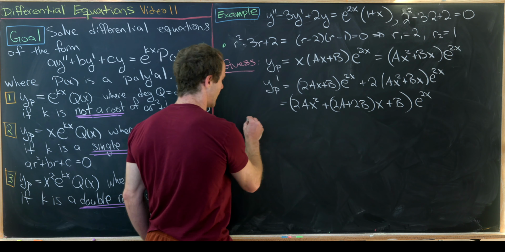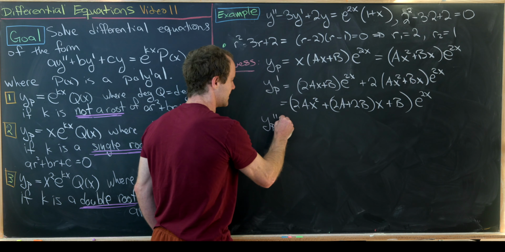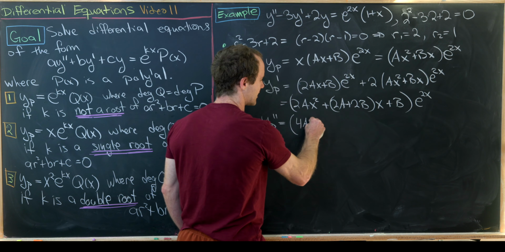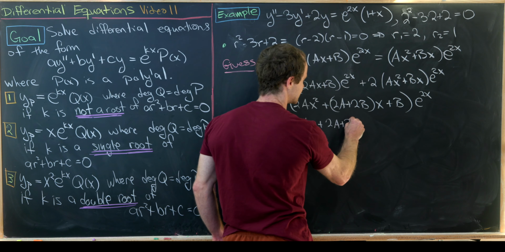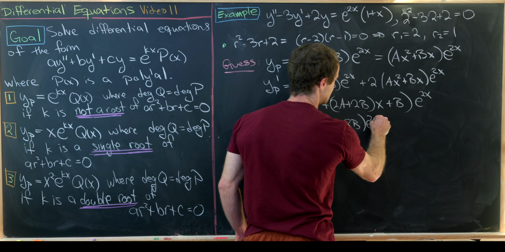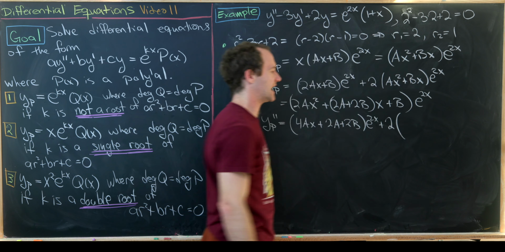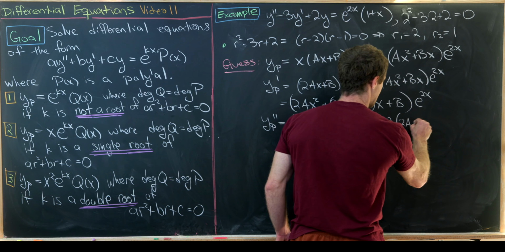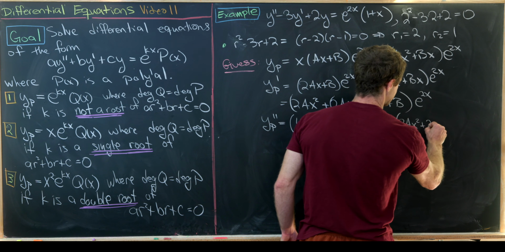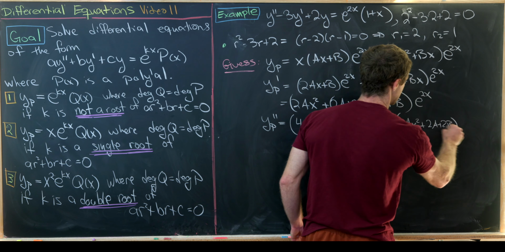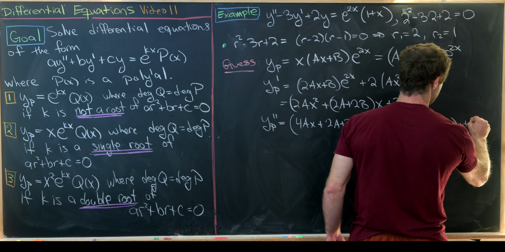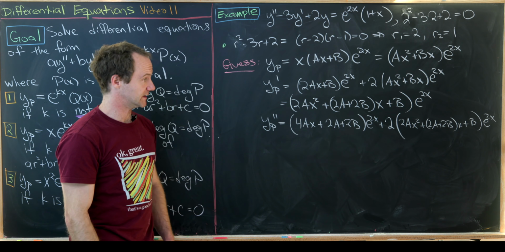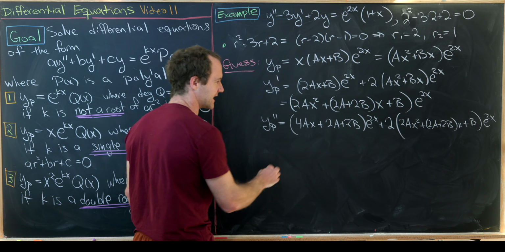Then let's calculate yp double prime. So take the derivative of the polynomial first. That's going to be 4ax plus 2a plus 2b, times e to the 2x, plus the derivative of the exponential part. That'll pop a 2 out front, and then we'll have 2ax squared plus (2a plus 2b) times x plus b, times e to the 2x. Okay, good. Now we can combine like terms here.